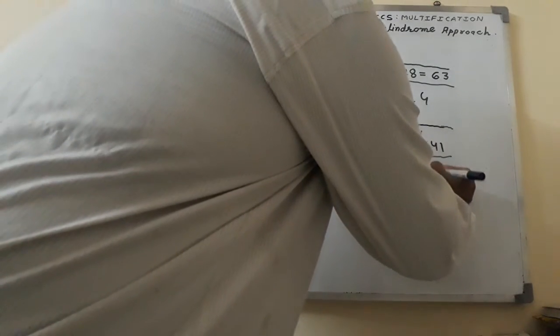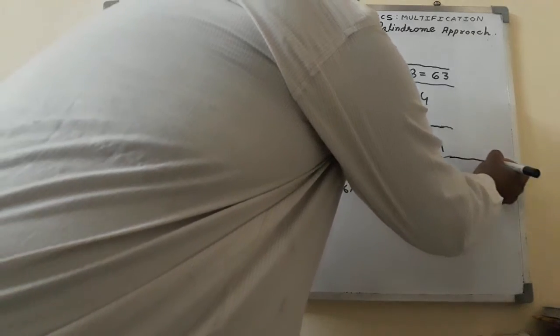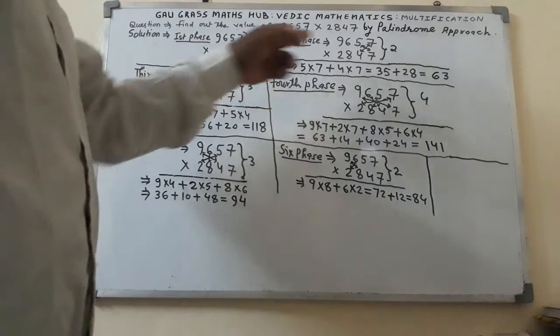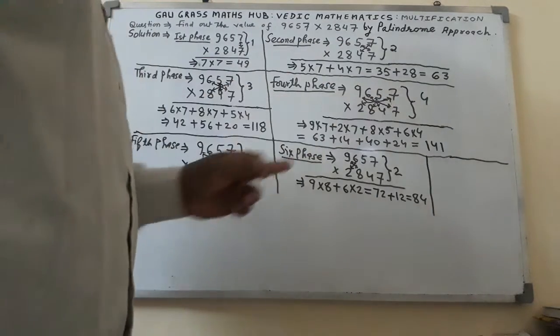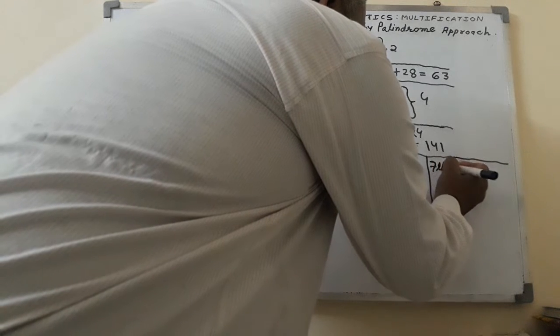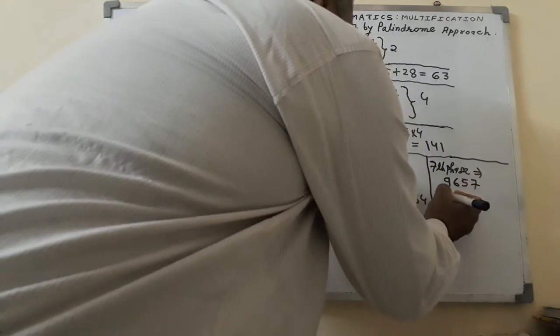84 you have got. Now, sixth phase 1, 2, 3, 4, 4, 3, 2, 1. So seventh phase will be implied that 9, 6, 5, 7 multiply to 2, 8, 4, 7.